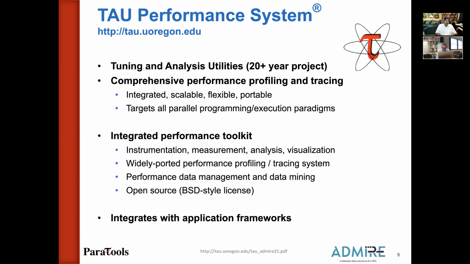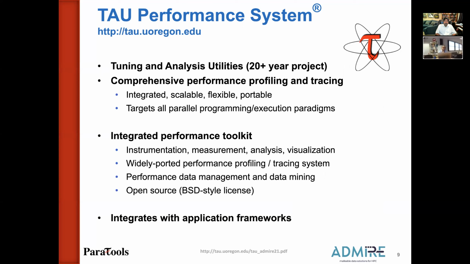The Tau Performance System is a mature performance profiling toolkit. We support comprehensive profiling and tracing capabilities in Tau. I have been involved in this project for over 25 years now. Tau aims to provide an integrated, scalable, flexible, and portable performance evaluation toolkit that aims to target all the parallel programming and execution paradigms. It's widely ported to a large number of HPC systems. We are constantly porting it to newer HPC systems, and it's open source. It has a BSD style license.